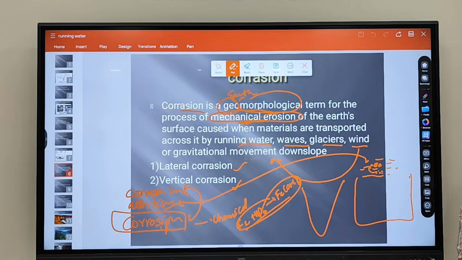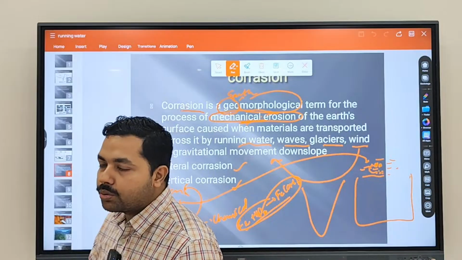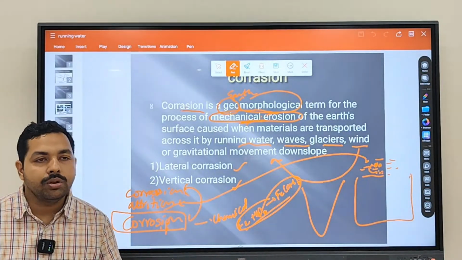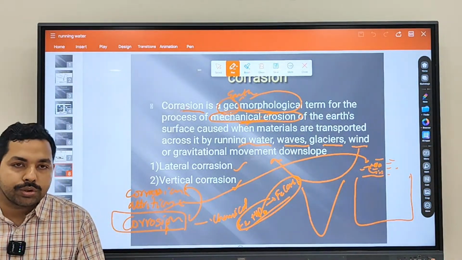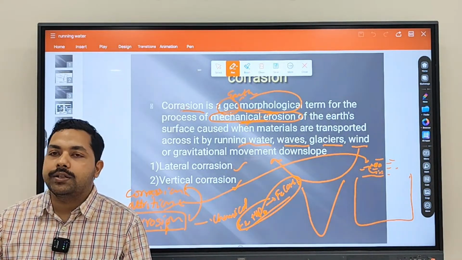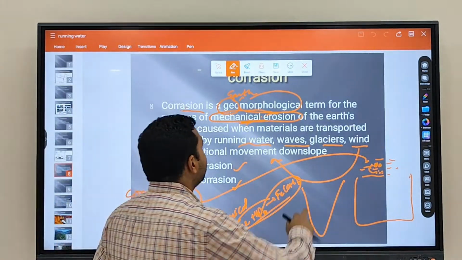So attrition is basically when particles collide with each other. When rivers are moving, sediments, sands, and other material collide with each other, and when they collide, they break down into much smaller parts. That is called attrition. So rivers can show all three things: corrasion, corrosion, and attrition. Corrasion means mechanical change, corrosion means chemical change, and attrition means collision and breaking down. Clear? So this is what you have to keep in mind.